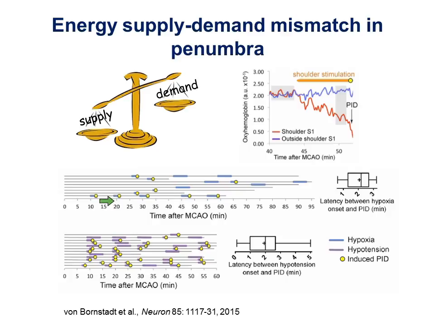And their results are illustrated here, showing that it's the energy supply-demand mismatch in the penumbra that triggers depolarization. So they were able, for instance, to increase energy demand by applying simple innocuous stimulation to sensory regions that mapped onto the ischemic penumbra. And as soon as the shoulder stimulation begins, the oxyhemoglobin content in the tissue drops, followed by the triggering of a depolarization in that exact location.